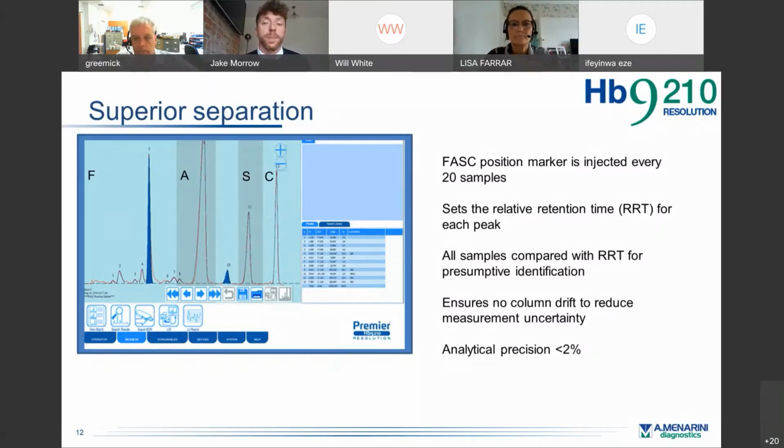So this relative retention time is set, and each patient sample is compared to these relative retention times. So you're going to get the same consistent results regardless of column, the environment the sample's being run in, or no matter which users operate the system. All of this helps to produce a very precise system with a typical precision of less than 2%. And again, that's something Lisa's going to touch on in her presentation.